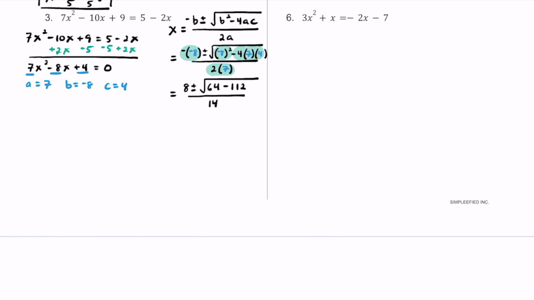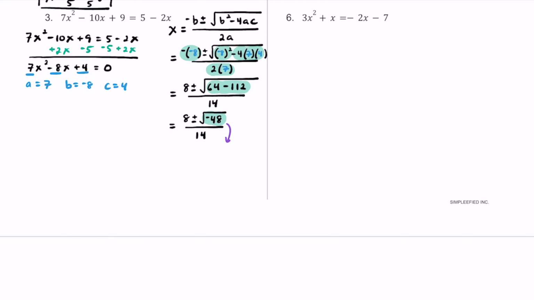Okay, so let's go ahead and see if we can simplify this even more. So I think inside the radical, we can do 64 minus this 112. And so 64 minus 112, that's a negative number. So we're going to deal with imaginary solutions here. So we're going to have equals 64 minus 112, that's going to be -48. Okay, now let's go ahead and take a look at this square root of -48 and see if we can simplify this radical a little bit. But again, this whole thing's over 14, but let's just focus on this radical for now.